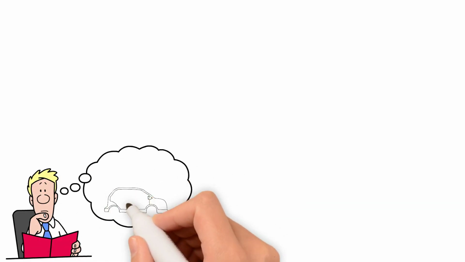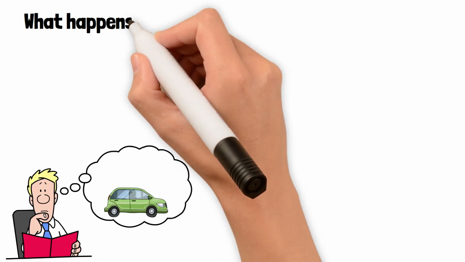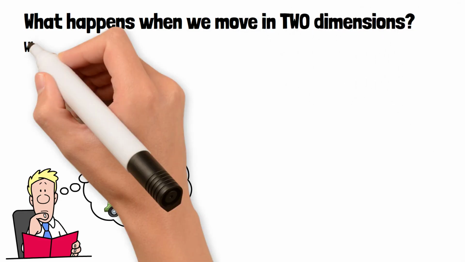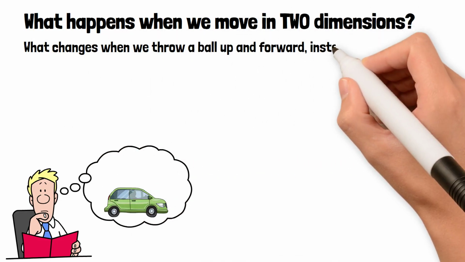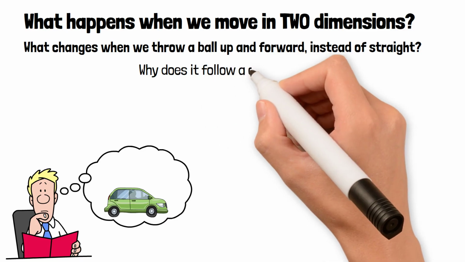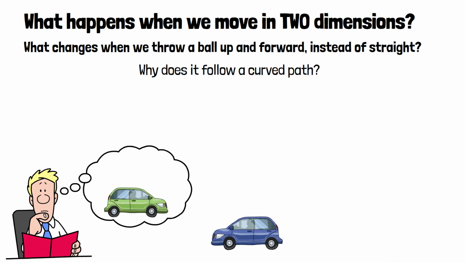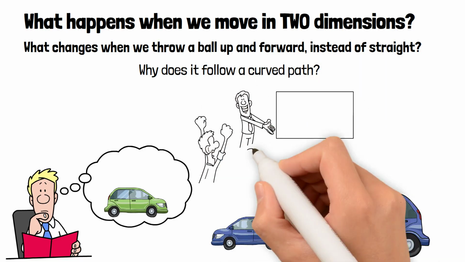If one-dimensional motion is so simple, what happens when we move in 2 dimensions? What changes when we throw a ball up and forward instead of straight? Why does it follow a curved path? That's where motion gets beautiful. And we'll explore that in the next lesson.